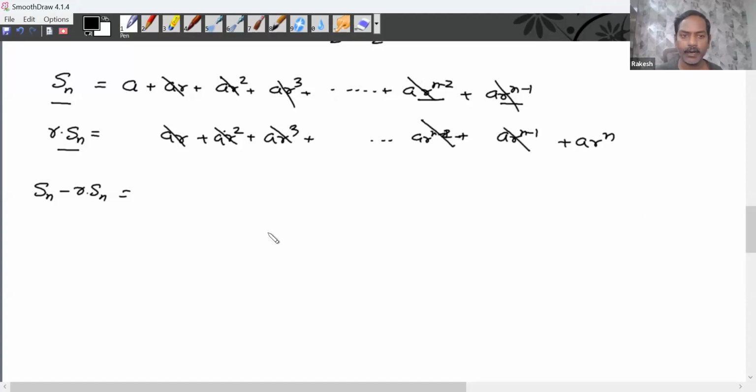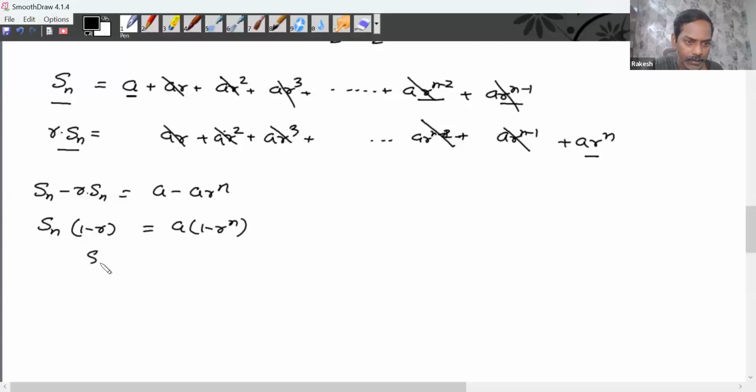So what effectively we are left with is the first term and the last term of the second equation. Every other term will get cancelled. So I'll be getting A minus A R to the power n. Here again, since I'm interested in finding the sum of n terms, let us take Sn common. So here it will be 1 minus R. Here A is common, so I'll be getting A (1 minus R to the power n). So S of n effectively is A (1 minus R to the power n) divided by 1 minus R. So this becomes my formula for finding the sum of n terms.